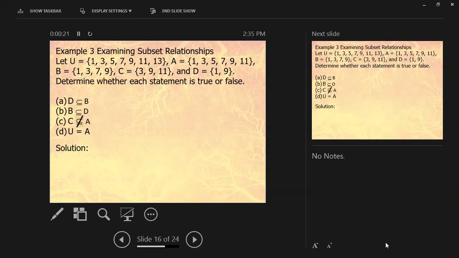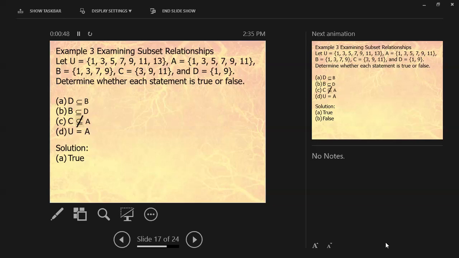Can we say that set D is a subset or equal to set B? Is everything in D in B? Well, D has 1 and 9, right? So is 1 and 9 in set B? Yeah. So can we say set D is a subset of B? Yeah, we can. Good.